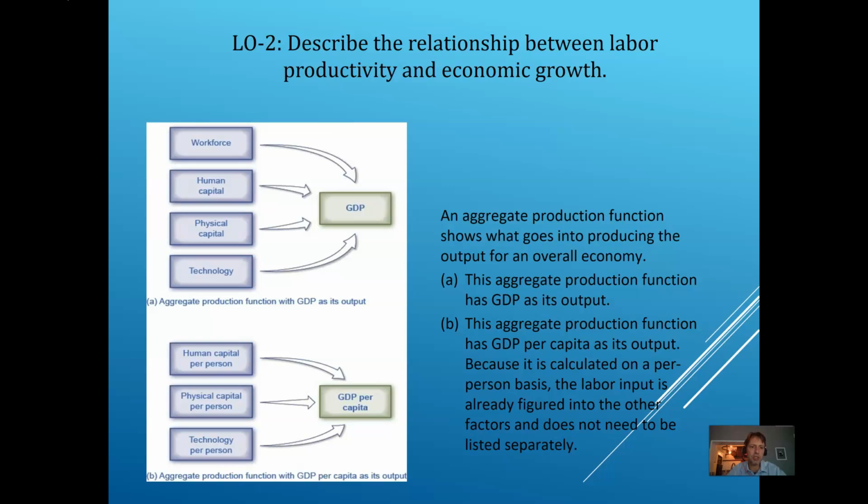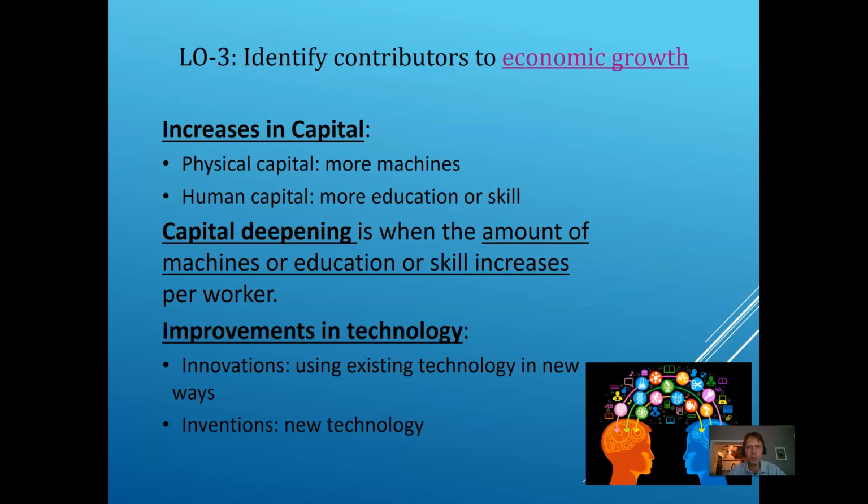And here's just a picture showing some of what can lead to higher GDP: the workforce growing, human capital, people being more capable, having more knowledge or skill because of education or training, or having better technology to utilize, and physical capital. And then things that make each person more productive, which gets at GDP per capita in that second part of the picture.